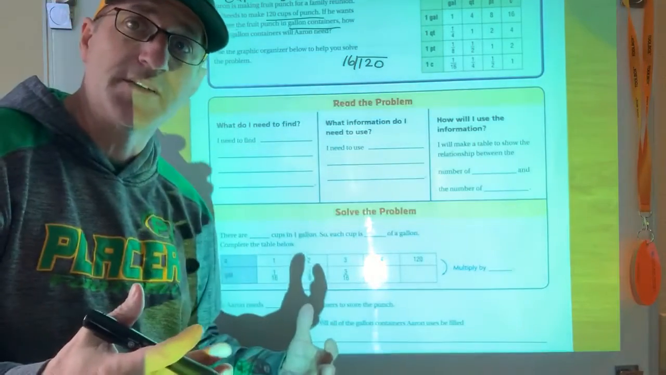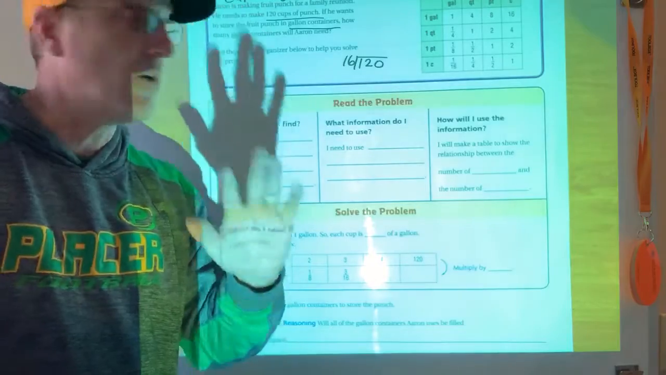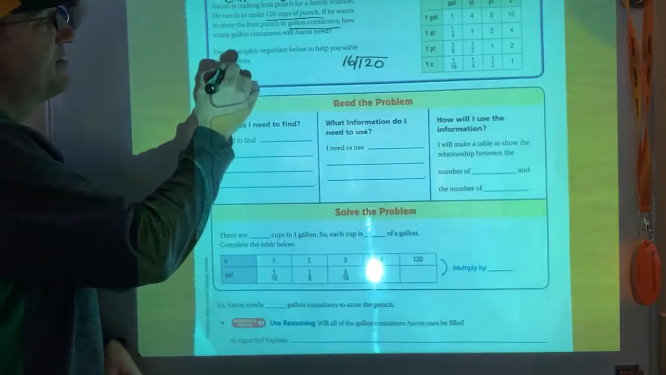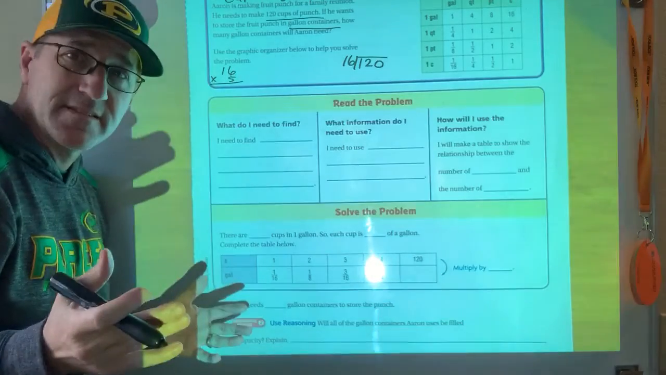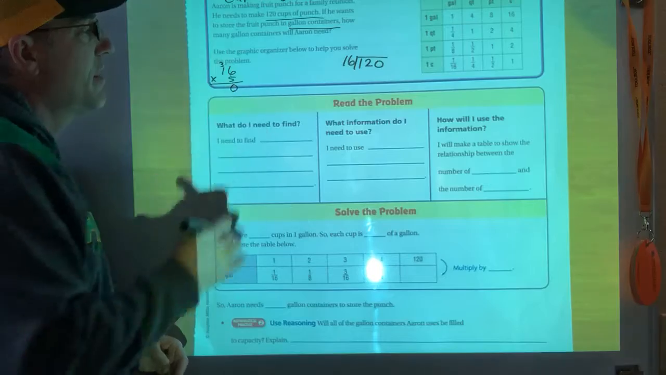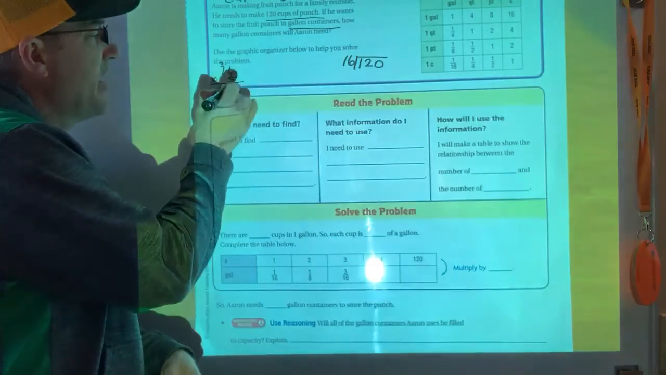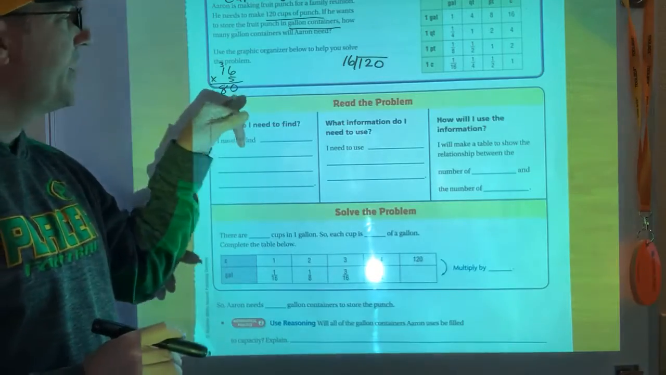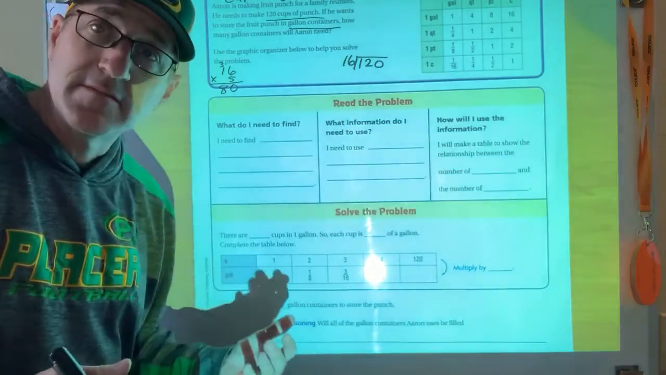If I don't know what to do, what number should I try? Always 5, right in the middle. So I'm going to try 16 times 5. 5 times 6 is 30, carry my 3. 5 times 1 is 5, plus my 3, I get 8, so I've got 80. That's way too low, right? So I want to try something bigger. What can we try next?